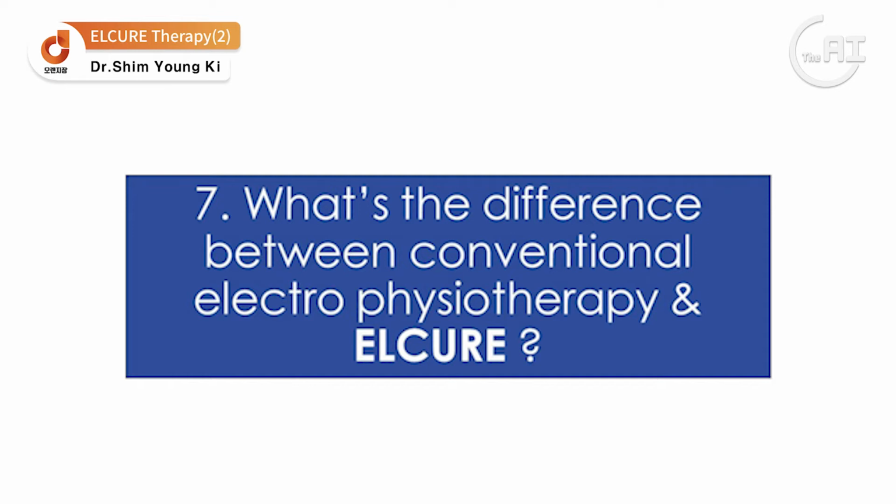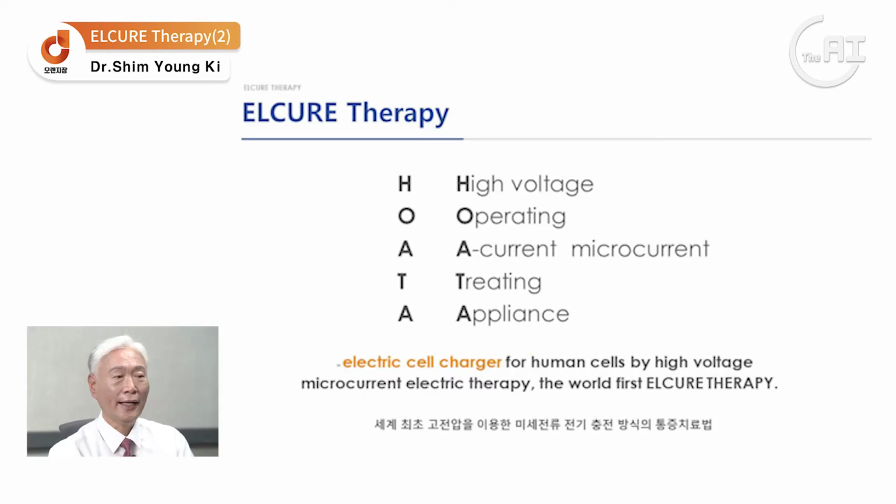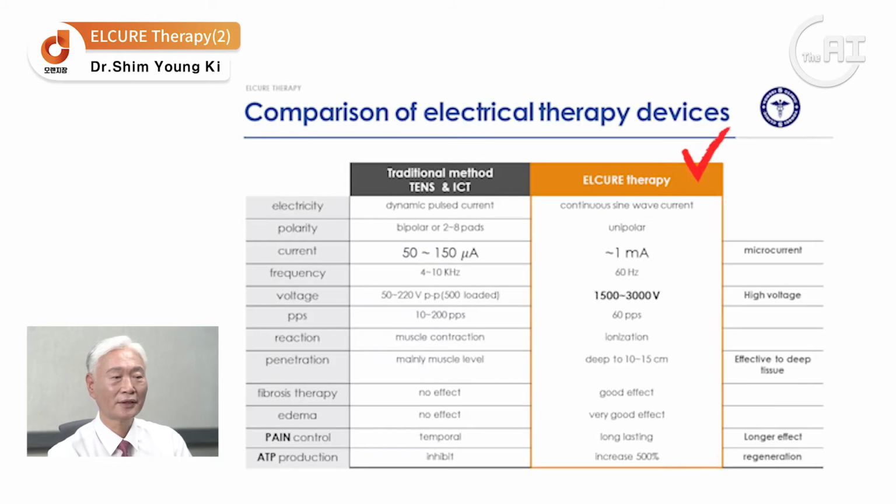Number 7, what is the difference between traditional, conventional electrophysiotherapy and ELCURE? The most important thing in ELCURE therapy is high voltage, H. H means high voltage, around 1000 to 3000 volts, and then it acts as an electrical cell charging effect. Those are the main two differences.